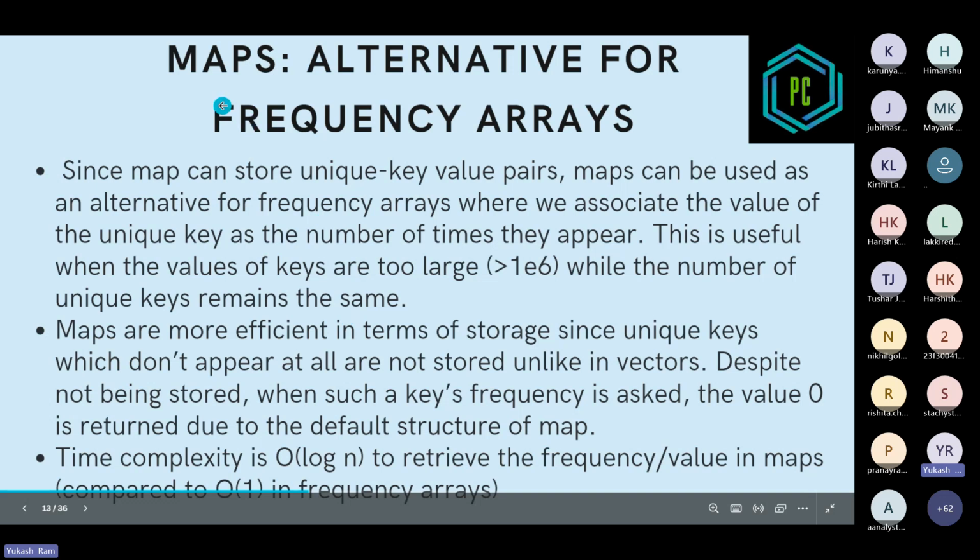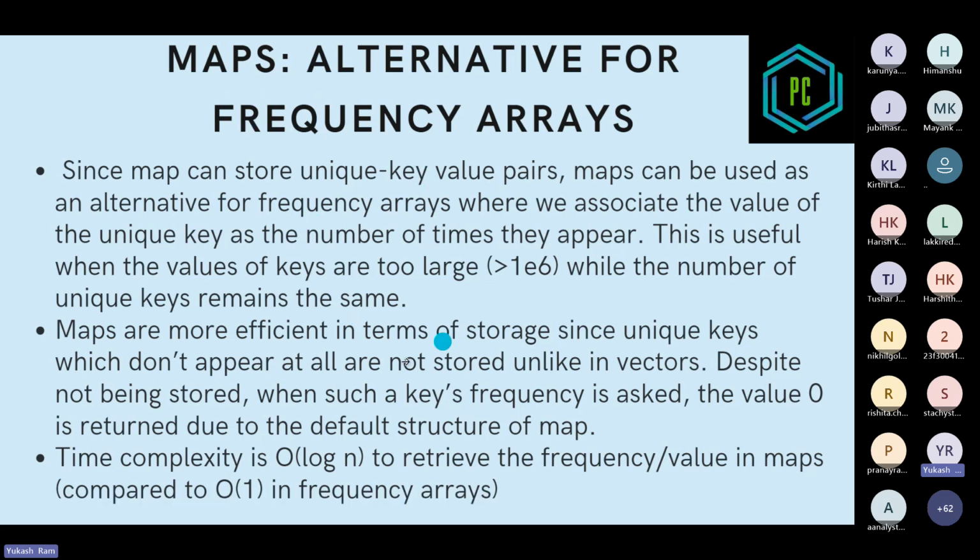Why will maps be more efficient than frequency arrays? Maps are more efficient in terms of storage because the keys which don't appear at all are not stored. In a frequency array where you use vectors, sometimes the key may not be present in the input at all, but you have to create space for it to check if it has appeared or not. That's the main problem with vectors, and maps are more efficient in that context.